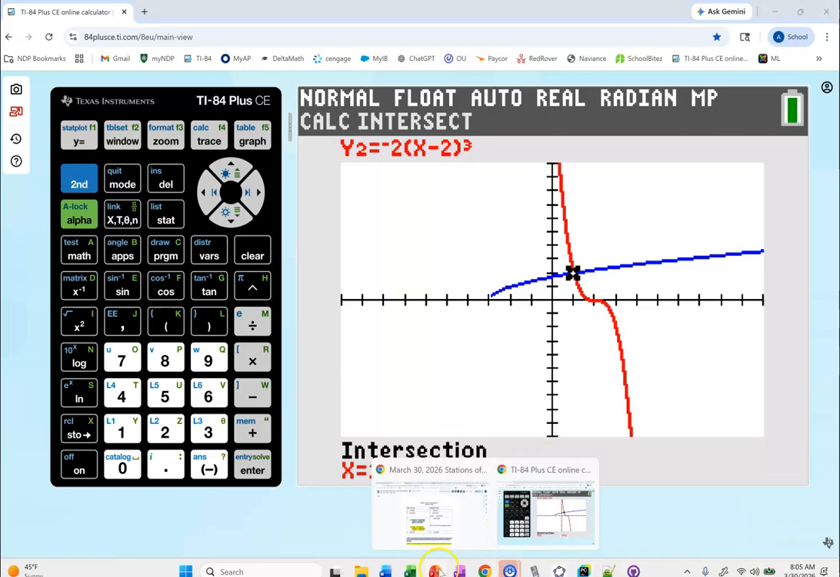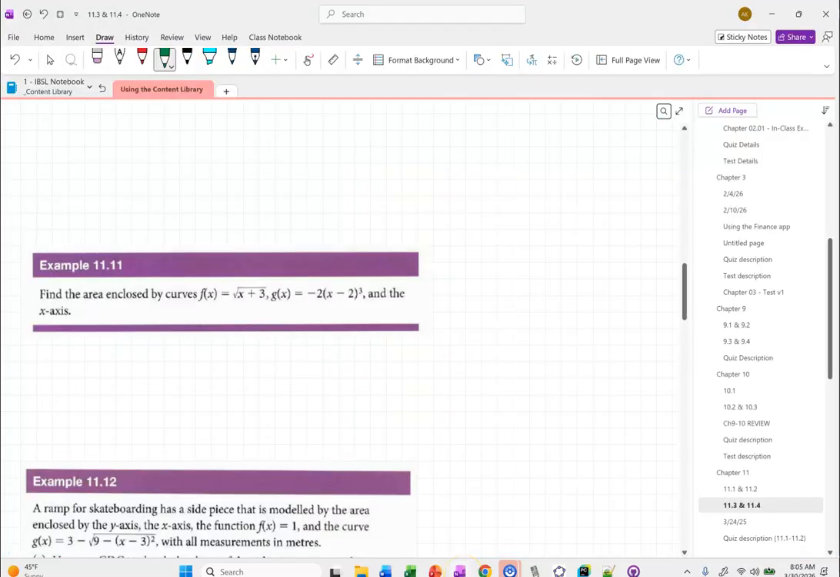So my plan then is going to be the integral from negative 3 to 1 of f of x dx plus the integral from 1 to 2 of g of x dx. Everybody good with the plan?